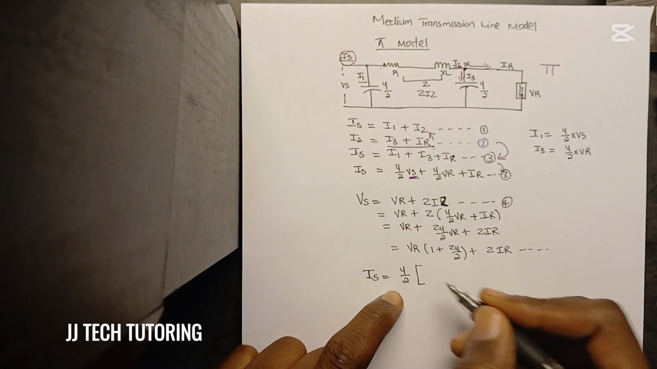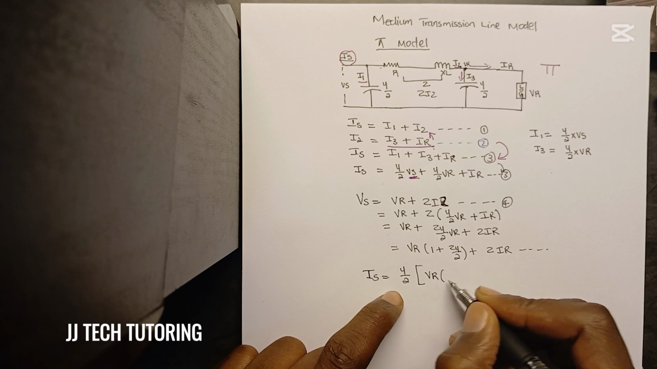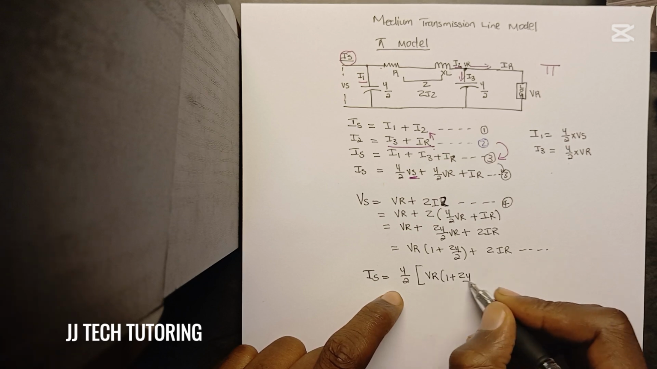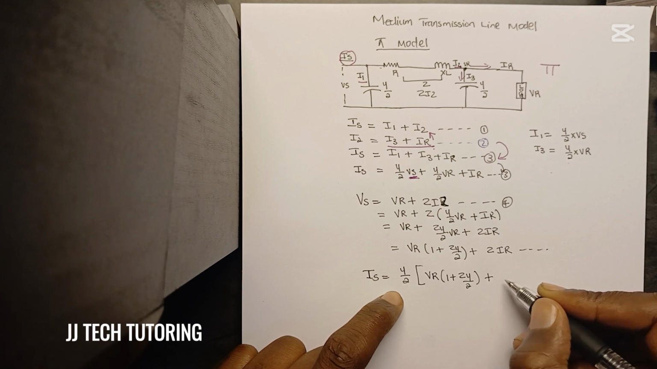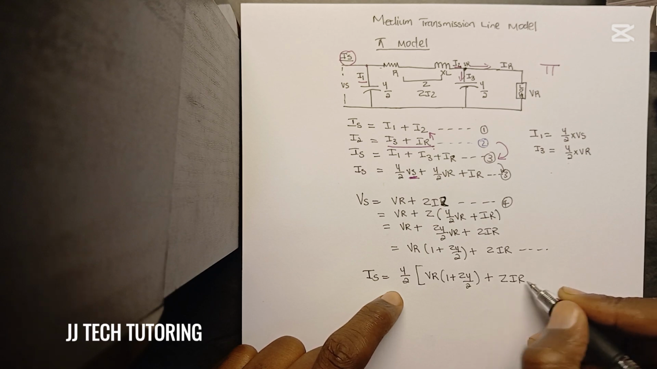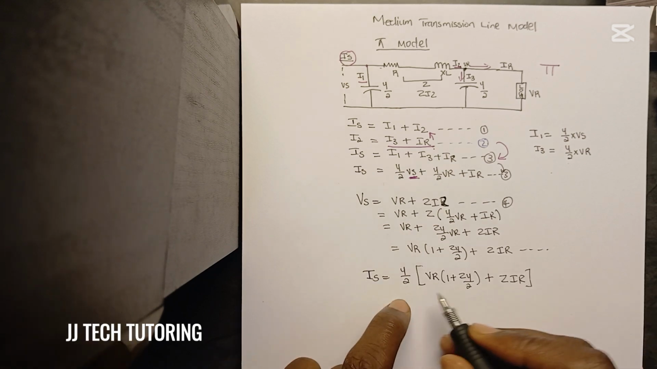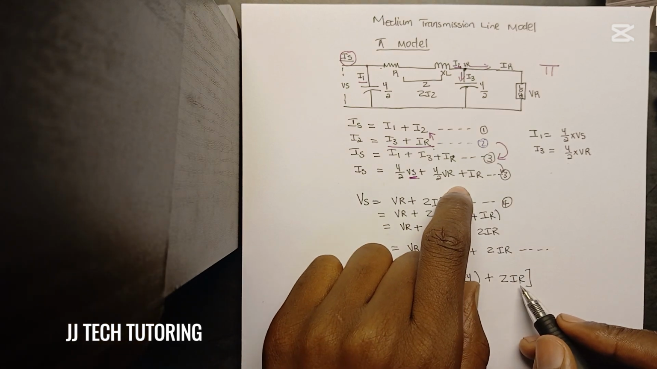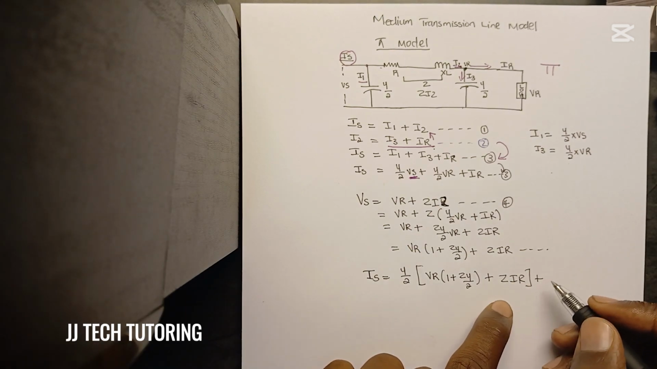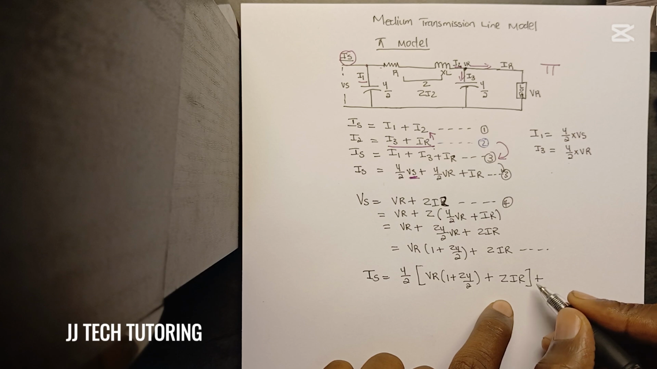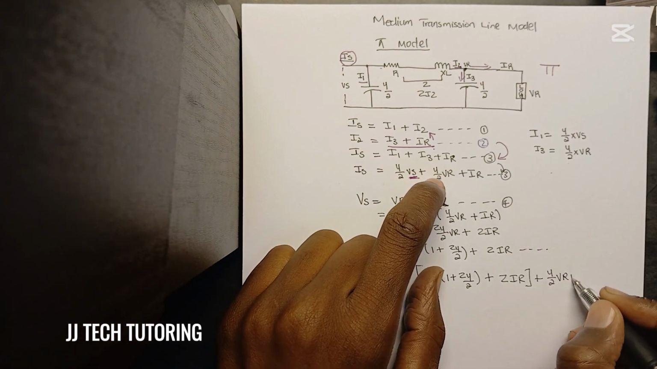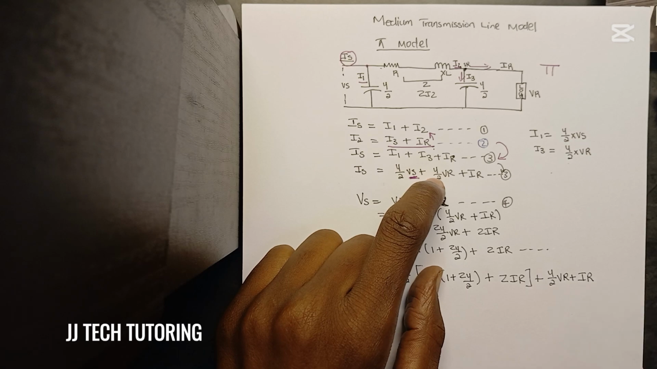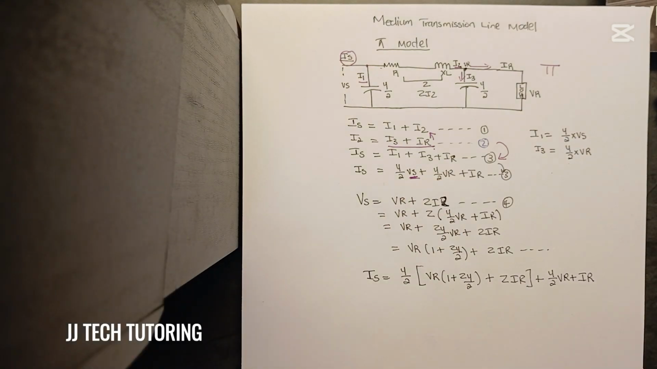So it's going to be VR, 1 plus ZY over 2, plus ZIR. This is it. Then from there we're adding this, so we're going to be putting plus. We are adding this Y over 2 VR plus IR. Now we have to simplify.